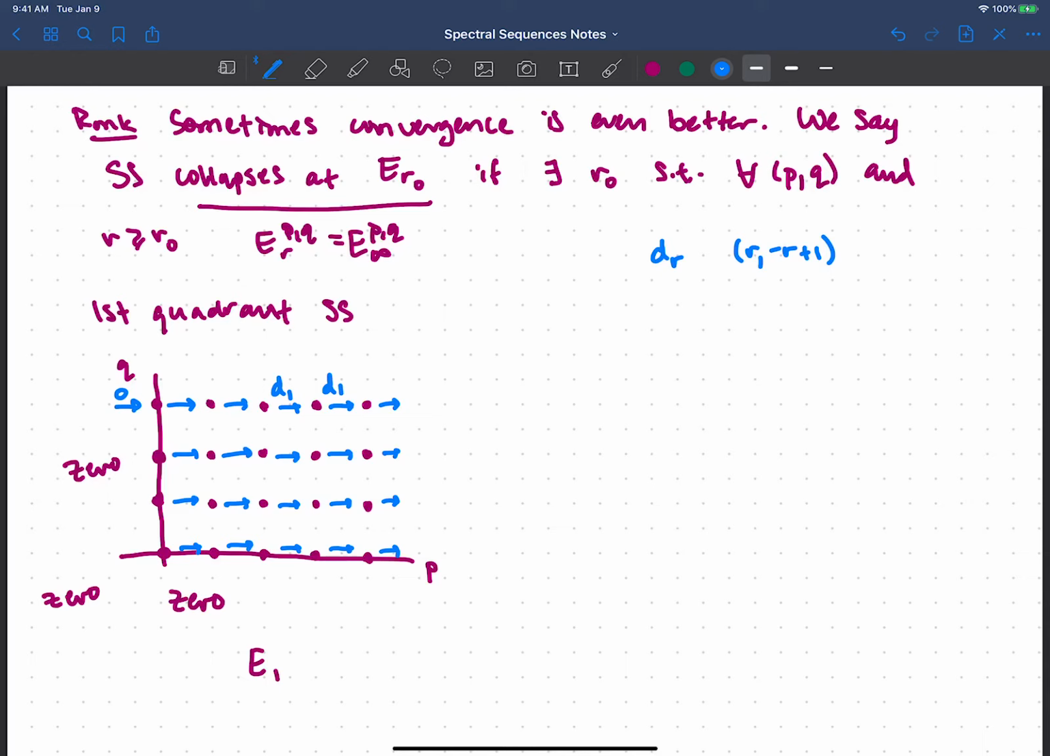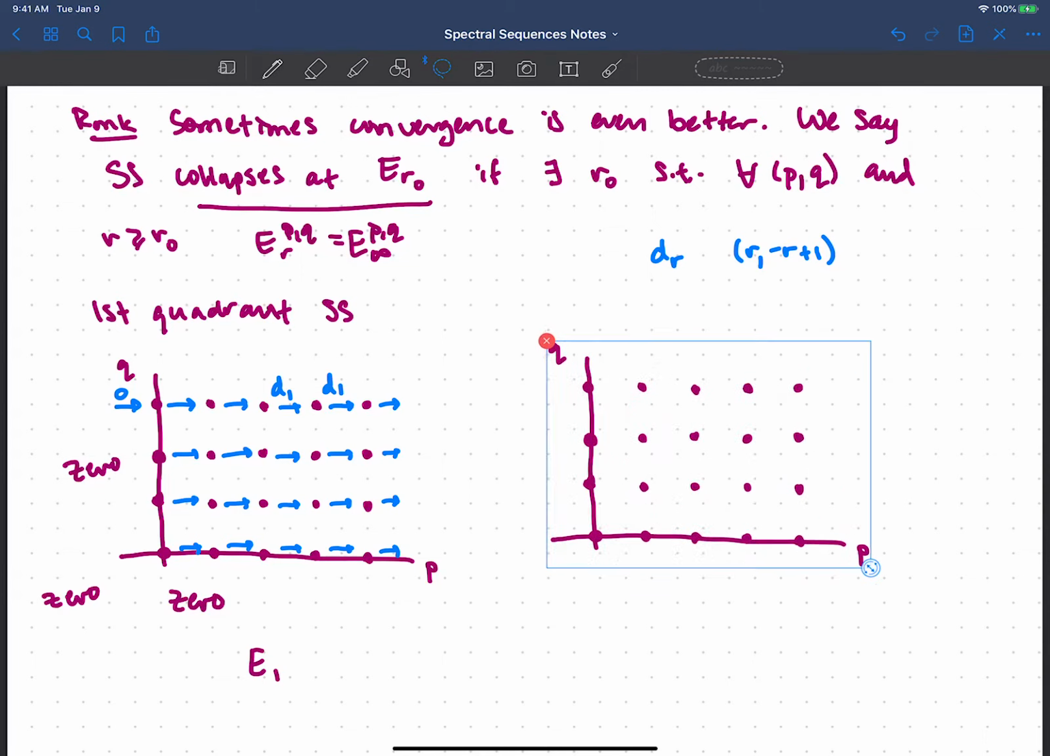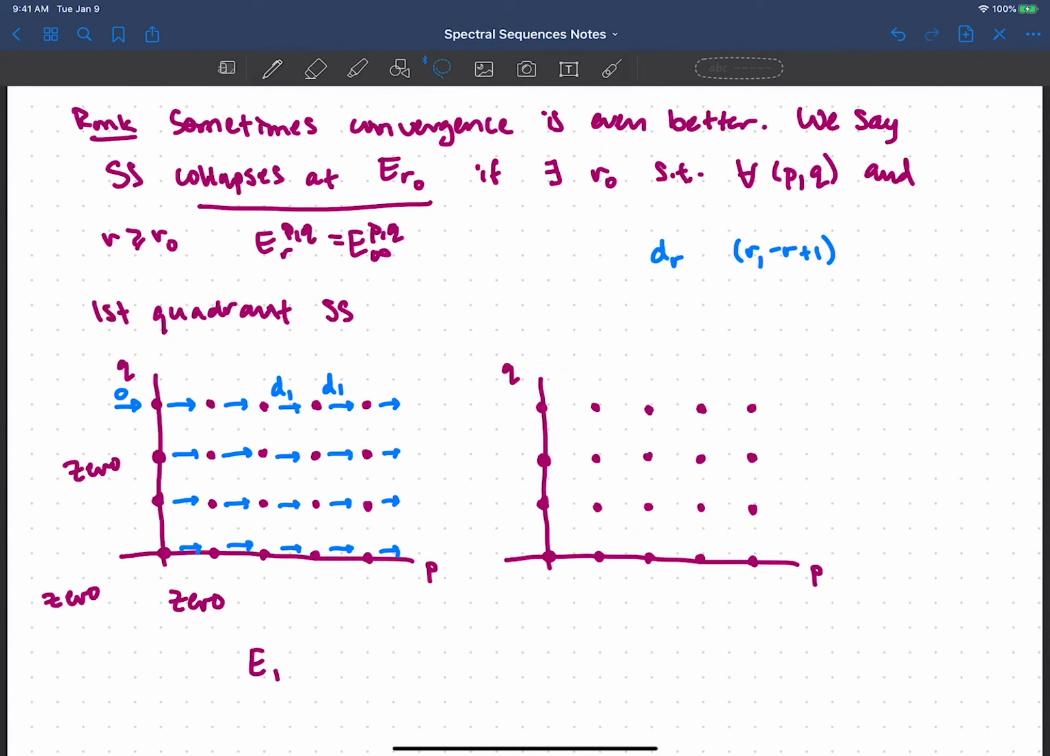Okay, now if I look at the E2 page, let's see if I can get this to just appear again. Okay, great. So now I want to look at an E2 page. Now, at each of these spots, I should have taken the kernel of my D1, mod the image of the D1 coming in. I wonder actually if this pointer will work. So I should have taken the kernel of this D1, mod the image of this D1. Okay, and then that's what I put over on the E2 page.